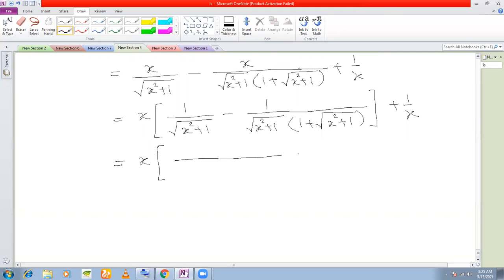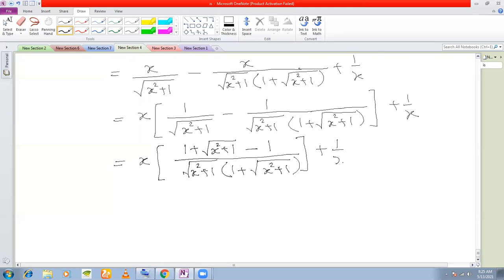So what I do is now I take the LCM. LCM will be root x square plus 1 into 1 plus root x square plus 1. So in the numerator, you'll get 1 plus root x square plus 1 minus 1, I think, isn't it?